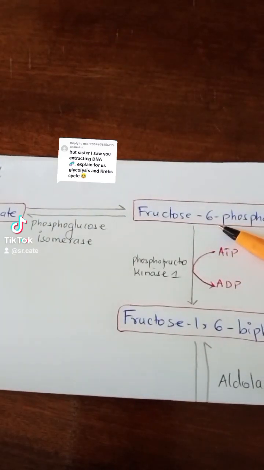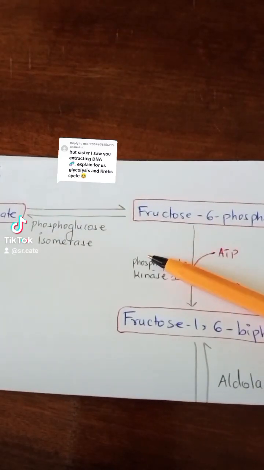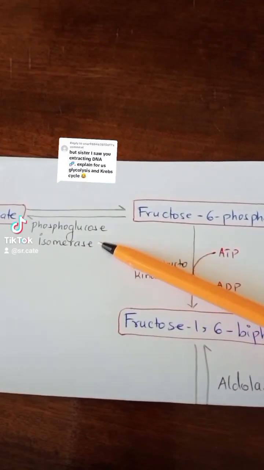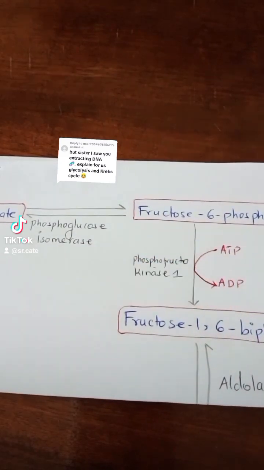Now, glucose 6-phosphate is isomerized to fructose 6-phosphate. Remember, fructose and glucose are isomers. So, glucose 6-phosphate is isomerized to fructose 6-phosphate and is catalyzed by an enzyme called phosphoglucose isomerase.